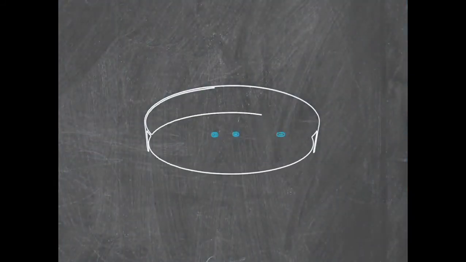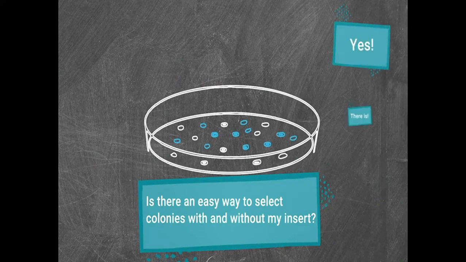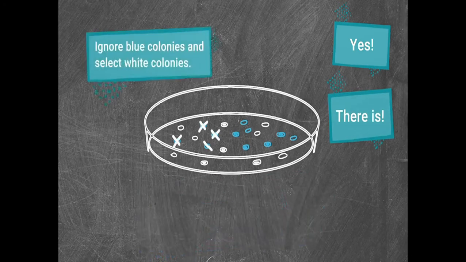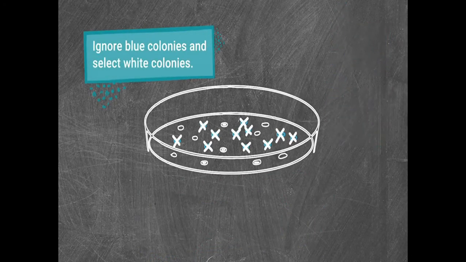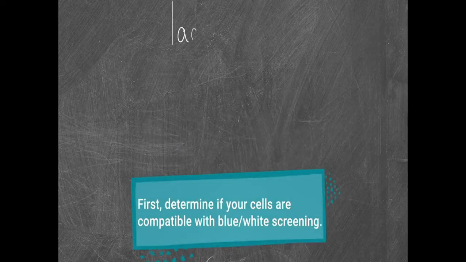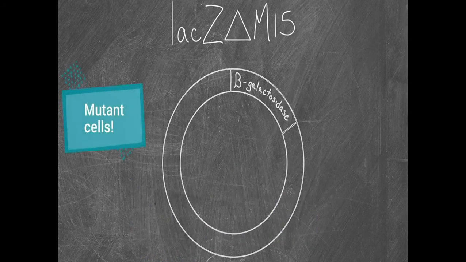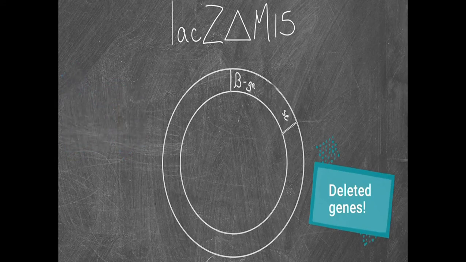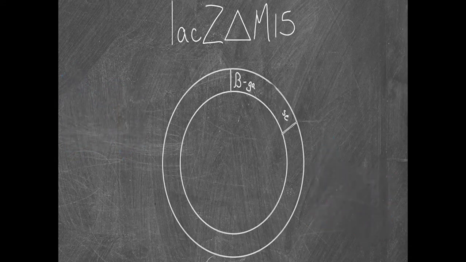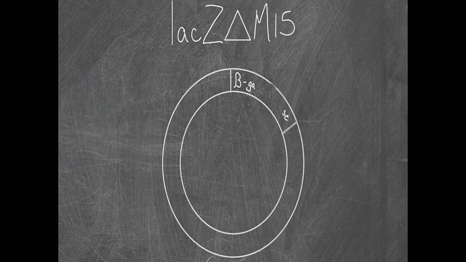Blue-white cloning can make it much easier to select transformants that contain the insert of interest. With this technique, finding the right colonies is as easy as ignoring the blue colonies and focusing on the white ones. To perform blue-white cloning, you'll first need to make sure your competent cells are compatible with the technique. These cells are described as LacZ delta M15, meaning that they carry a mutation that deletes part of the beta-galactosidase, or LacZ gene. This results in a protein that only contains one of its necessary subunits.